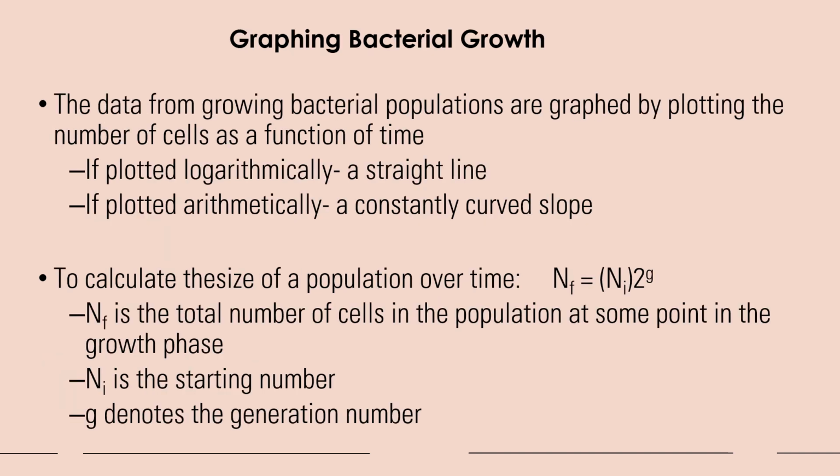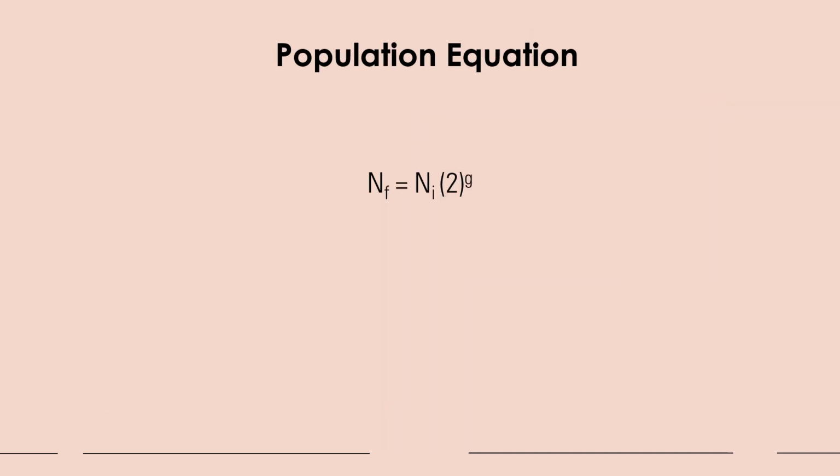Graphing bacterial growth. The data from growing bacterial populations are graphed by plotting the number of cells as a function of time. If plotted logarithmically, it will give a straight line. If plotted arithmetically, a constantly curved slope will result. To calculate the size of a population over time, NF equals Ni times 2 to the power G. NF is the total number of cells in the population at some point in the growth phase. Ni is the starting number. G denotes the generation number. This is the population equation.